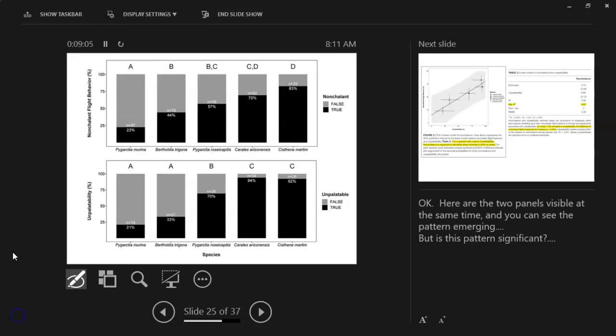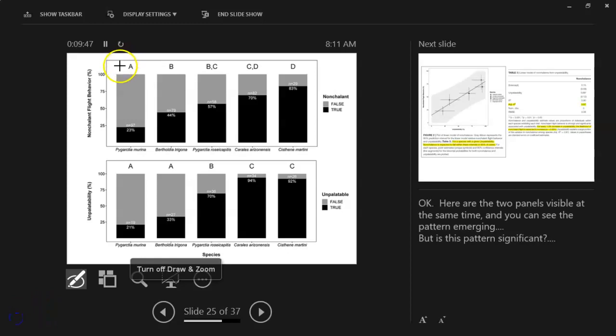Okay, here we go. We have both panels visible at the same time, and the authors have some very clean results in that with the same order of species on the x-axis for both panels, both the top panel and the bottom panel are showing an increase in the outcomes, whether it's nonchalant flight or unpalatability. Now, within each of these panels, they also did some statistical tests to compare the species to one another. So let's take a look at that.